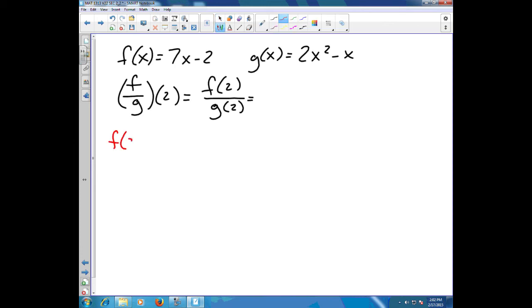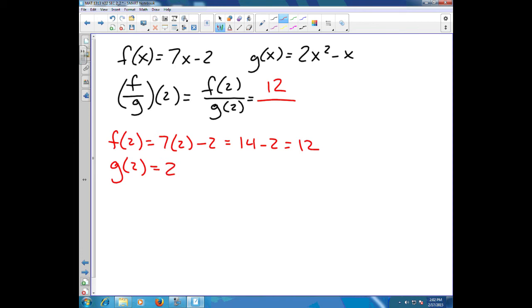Well, f of 2 is just 7 times 2 minus 2, which is 14 minus 2, which is 12. g of 2 is 2 times 2 squared minus 2. And so that's 8 minus 2, which is 6. 12 divided by 6 is just 2.